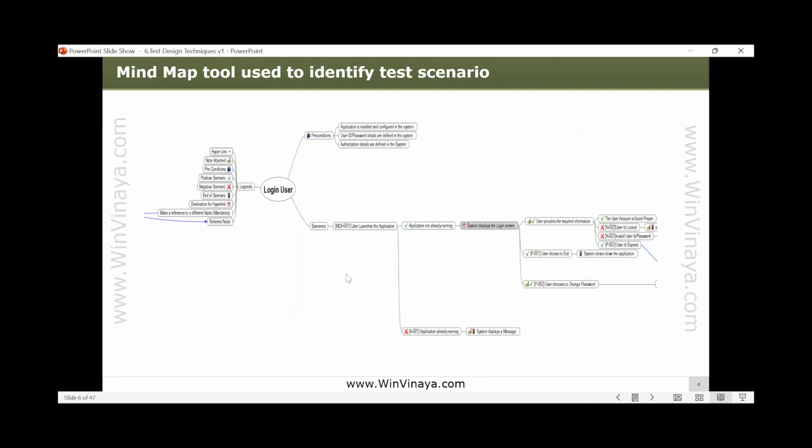So normally, the way I have explained in the notepad, the same way is how we should think for any functionality. This is a mind map they are giving us as a snippet. Let's see what is inside. To log in a user, what are the things they are thinking before? Hyperlink, note attached, preconditions, positive scenario, negative scenario, end of scenario, destination of hyperlink, make a reference to a different node, preferred node.